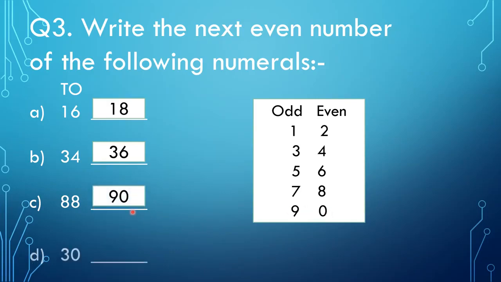Okay. Now in D part 30, 30. So 0 is again even number. So 0 के बाद 2. So 3, 2, 32. We will leave 31 and we will write 32. Understood?